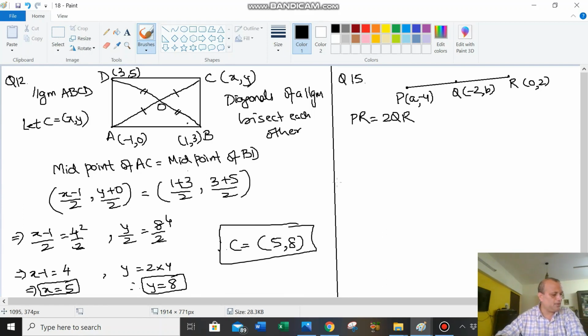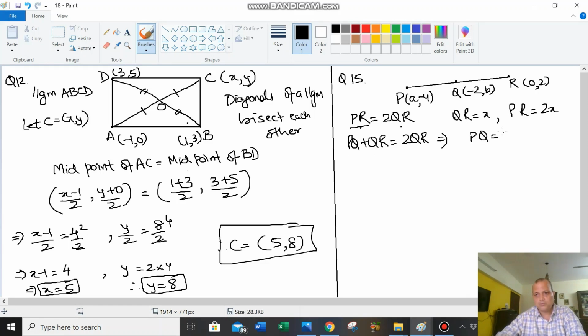Question 15 says points P, Q, R are collinear, so they lie on the same line. Q lies between P and R, as per the rough diagram that I've drawn, such that PR is equal to 2QR. We need to find a and b. So if QR is x, again, this is basically a part to total ratio. If QR is equal to x, PR is equal to 2x. So what it means is PQ plus QR is equal to 2QR. What it means is PQ is equal to QR, which means therefore Q is the midpoint of PR. That's what basically it means.